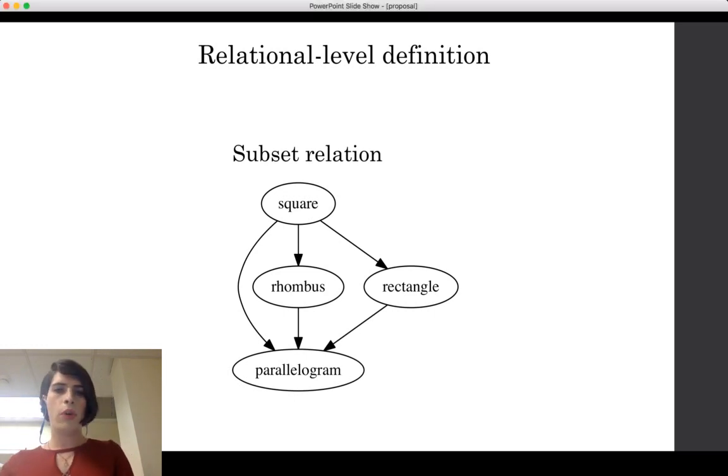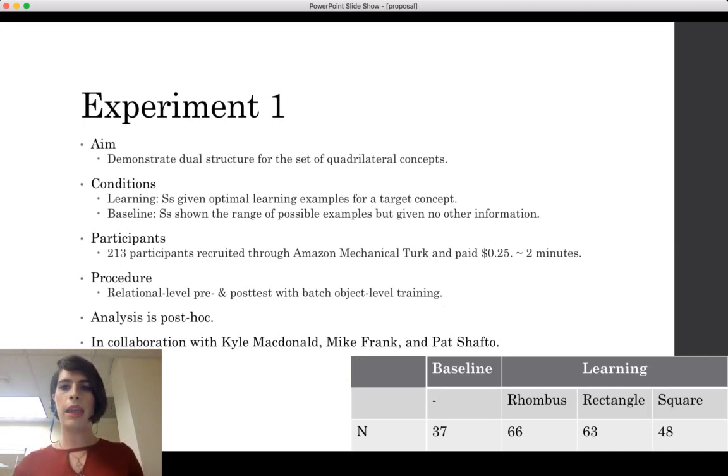Okay, so experiment 1, the aim was to simply demonstrate the dual structure of concepts. Oh, and before I proceed too much further, I should note that all the analyses for experiment 1 specifically are done post hoc, and experiments 1 and 2 are work done in collaboration with Kyle McDonald, Mike Frank, and Pat as well. So the aim here was simply to demonstrate the dual structure of these concepts, because this is not something that had been demonstrated at all to our knowledge.